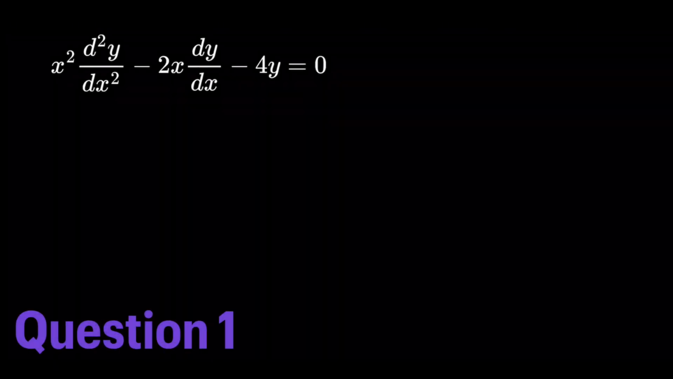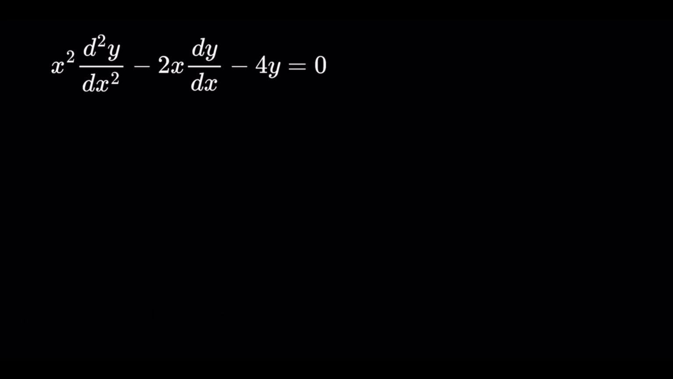Let's solve this given differential equation. We know that this equation is homogeneous because the right-hand side is equal to 0. And we can see that the variables are the coefficients of this equation. More importantly, you can also note that the degree of the variable is equal to the order of the derivatives. So this is a Cauchy-Euler equation.